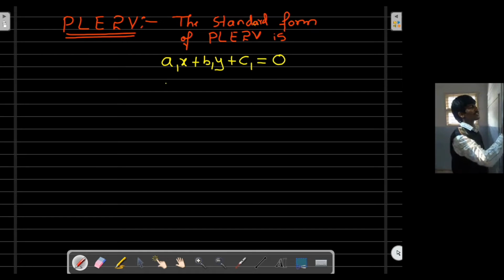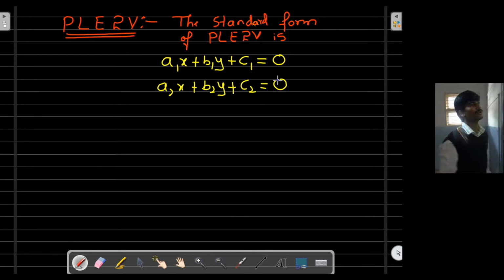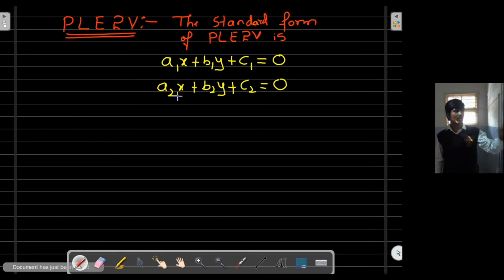So next, a2x plus b2y plus c2 is equal to 0. Okay, this is 2. So this is one linear equation in two variables, and this is one more linear equation in two variables. Together we call it a pair of linear equations in two variables.